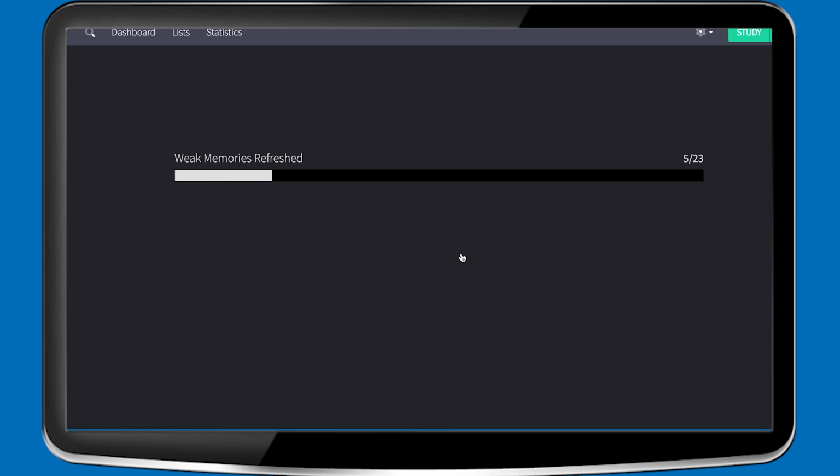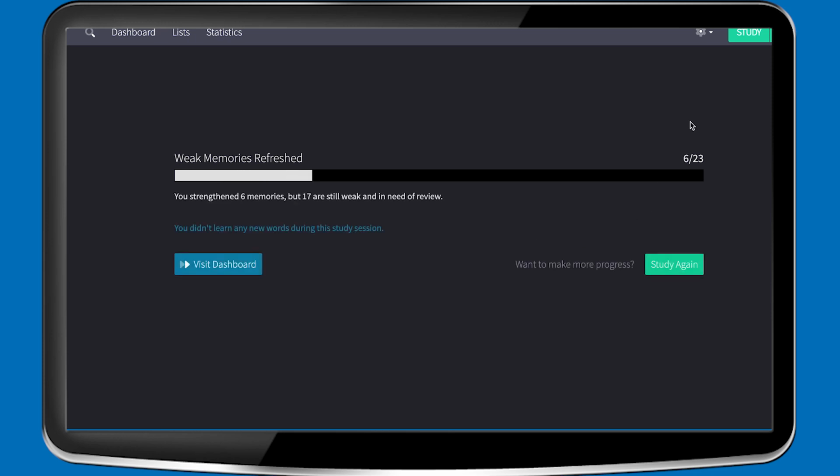And then what it will do at the end of each session, it will show you. So remember, we saw earlier that I have 23 weak memories. I've strengthened 6 of those, although 17 are still weak and they need to be reviewed. I didn't learn any new words here.